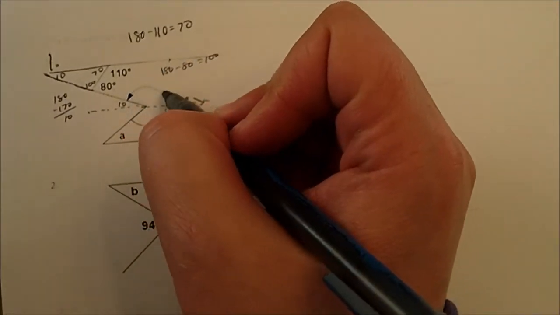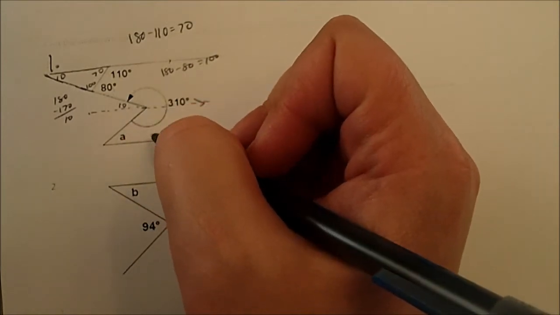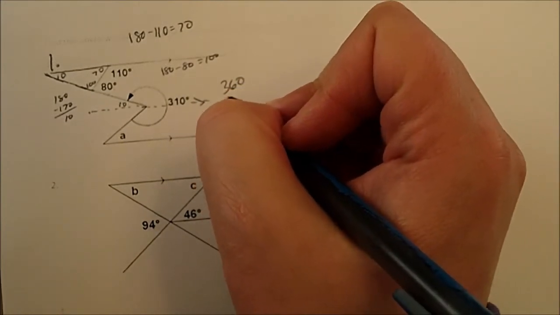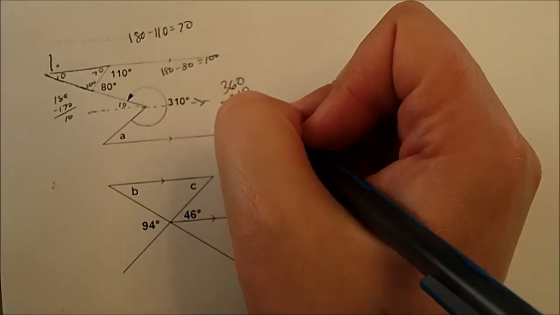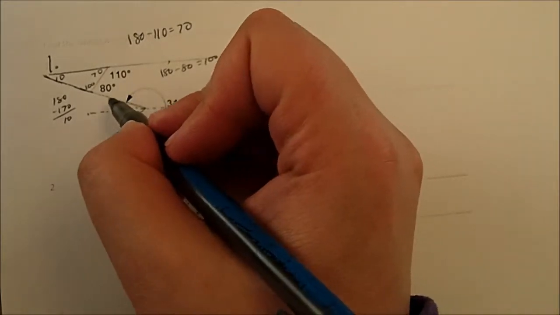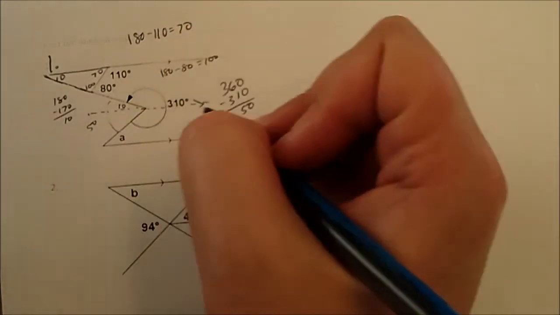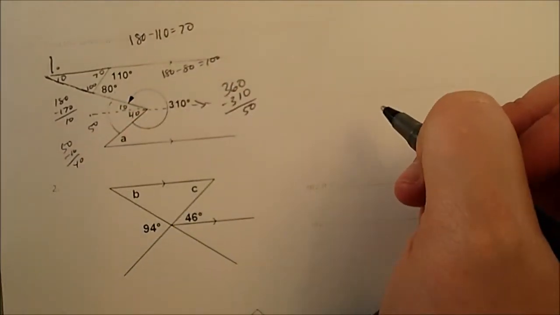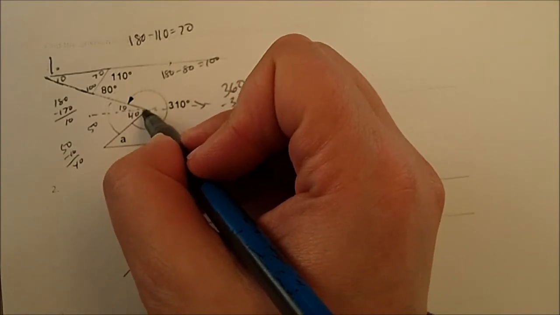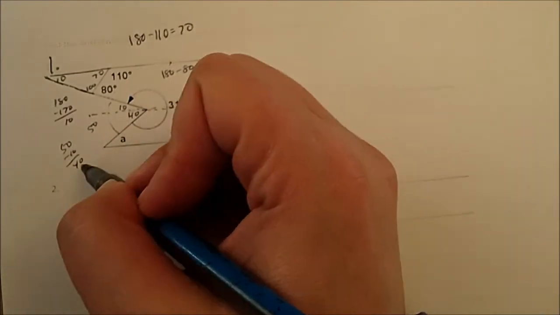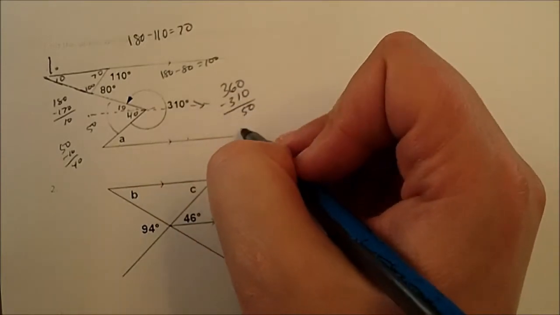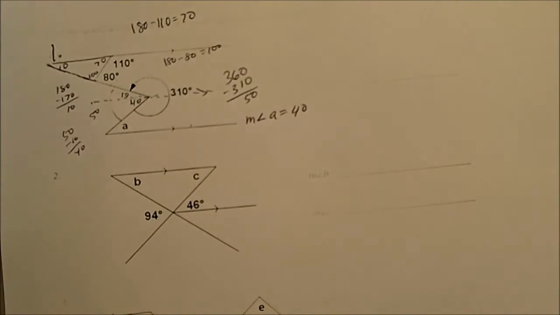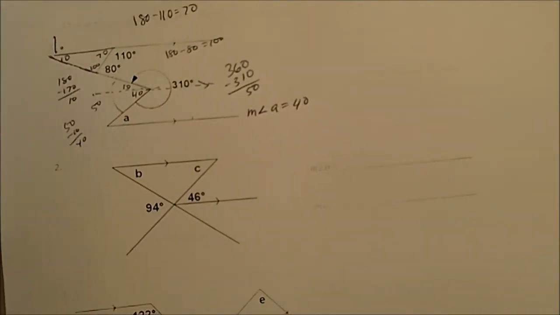We also realize that this larger angle is 310 degrees, but a circle would be 360 degrees. So we subtract 310 from 360 and we get 50. So this entire angle here is 50 degrees. 50 minus 10 is equal to 40. That's 40 degrees. Great, we're getting closer. And here we now realize that, again, parallel lines with a transversal, we have alternate interior angles. So the measure of angle A is equal to 40 degrees. Sound good? All right, let's move on.